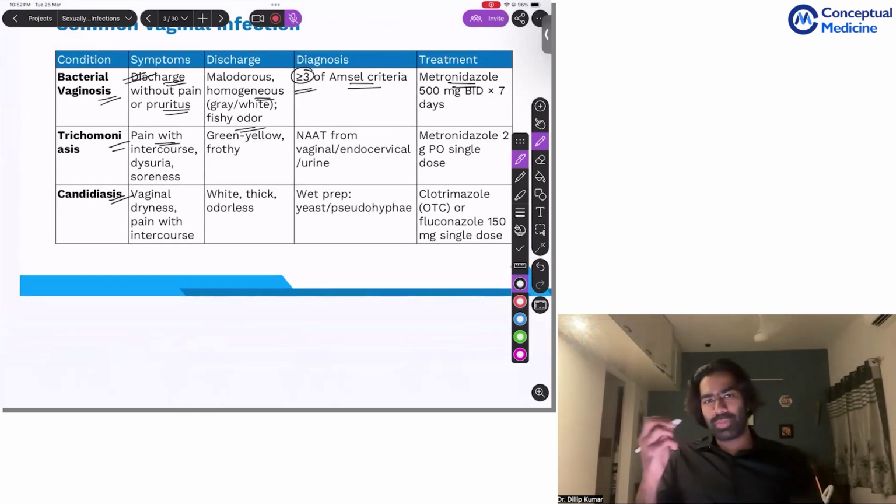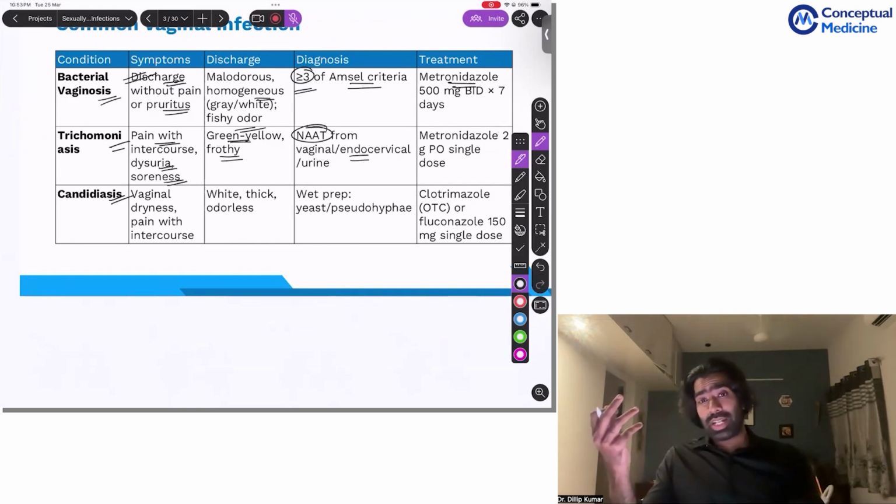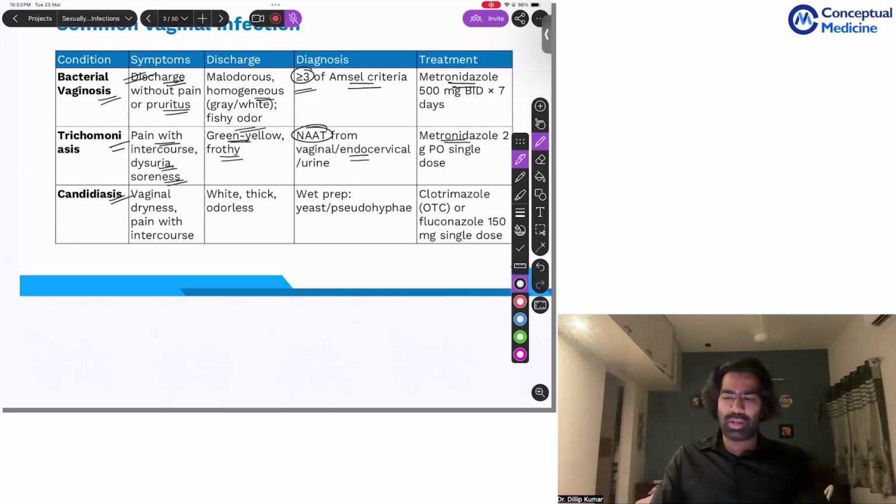Trichomonas is going to present with dyspareunia predominantly, that is pain with intercourse, and patients can present with dysuria and soreness in the vaginal area also. And they're going to have a typical greenish yellow discharge, and it's going to be frothy in nature. And the most important investigation is going to be NAAT, and samples for that can be from vaginal or endocervical secretions, and sometimes it can be urine as well. And treatment is going to be metronidazole 2 grams, single dose, that's it.